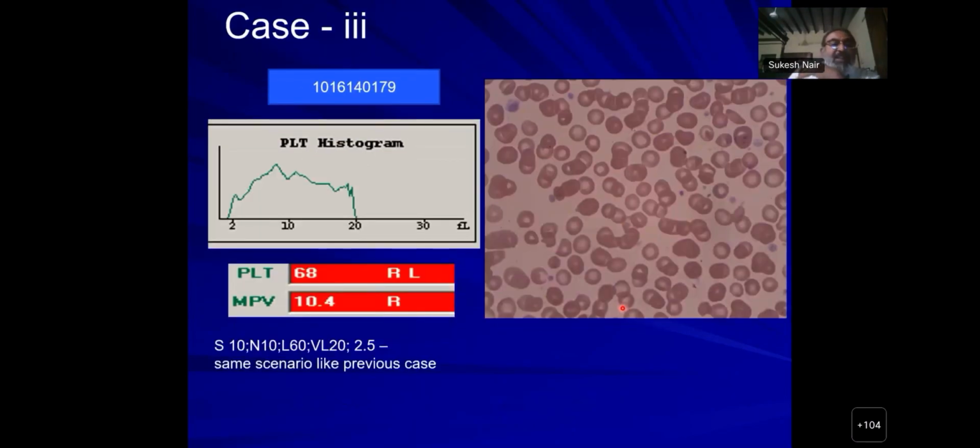But when you get a histogram like this, where the events are not less than 10 femtoliters, more of the events are between 10 and 20 femtoliters, then you need to look at the peripheral smear because there is significant platelet anisocytosis. This platelet count was actually 250,000 when the cell counter gave it at 68,000. But the histogram told you to look at the smear.